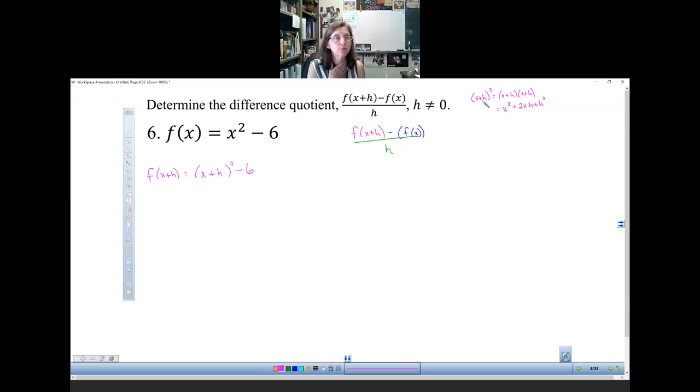I will skip from x plus h squared straight to this, but I wanted you to see where it comes from. So here I'm going to have this x squared plus 2xh plus h squared, and then minus 6. This is f of x plus h, and this is what I'm going to plug into this formula in just a minute. Okay. Again, just for completion's sake on this, f of x is x squared minus 6.